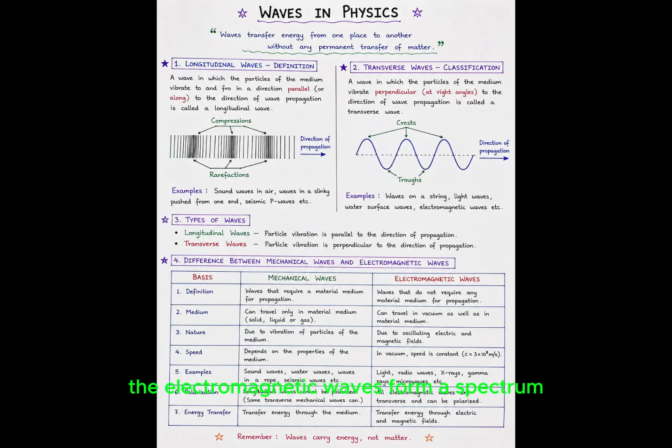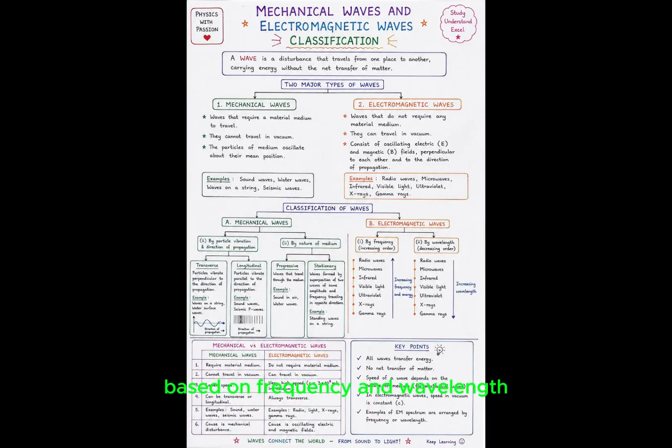The electromagnetic waves form a spectrum based on frequency and wavelength. Starting from low frequency to high frequency, we have radio waves, microwaves, infrared radiation, visible light, ultraviolet rays, X-rays, and gamma rays. Each of these has different properties and applications.